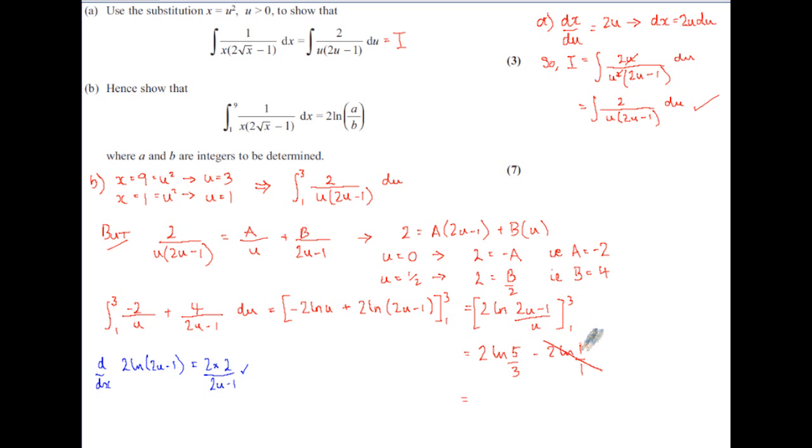But when I substitute 1, 2 ones are 2, take away 1 is 1, and the 1 on the bottom, I'm logging 1, and the log of 1 is 0. So my answer is 2 log 5 over 3 as required, in the format required. So in other words, A is 5 and B is 3. There we are. There's 10 fairly straightforward marks.